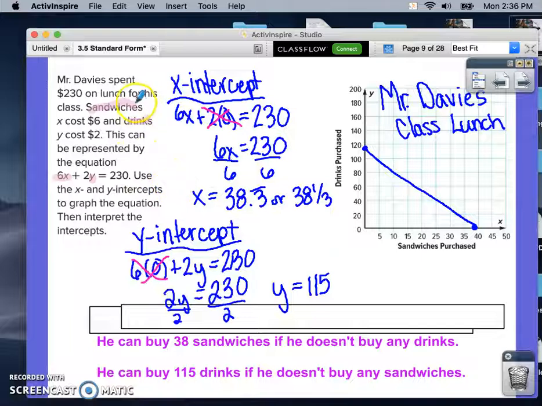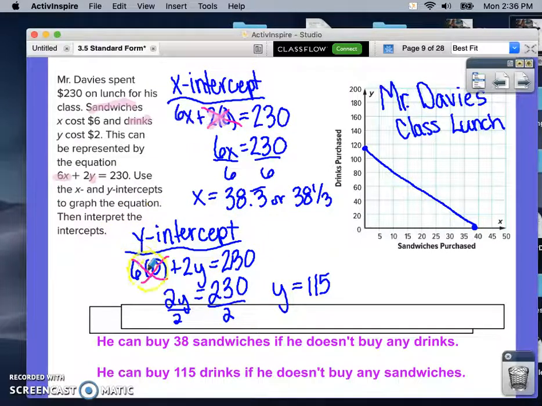If you wanted one sandwich, how many drinks could you buy? And so on and so forth. Then interpret the graph. So here we found the x-intercept by replacing the y with 0, and it gets crossed off. So I have 6x = 230. I'm going to divide both sides by 6, and I get 38 1/3, or 38.3 repeating.